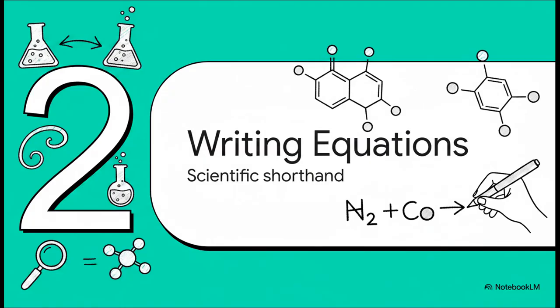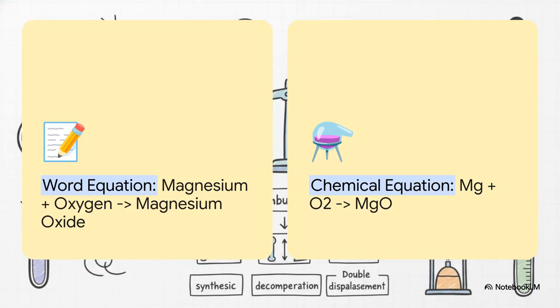Moving right along to section 2, how to actually write these chemical equations down. Once we've observed a reaction, we have to write up our detective report. But let's be honest, writing out long descriptive sentences is just way too tedious. A word equation like magnesium plus oxygen yields magnesium oxide is clear enough, but it's pretty clunky. So we use elemental symbols from the periodic table to transform that sentence into an elegant, concise chemical equation. Mg plus O2 gives us MgO. It's a scientific shorthand that is just infinitely more useful.